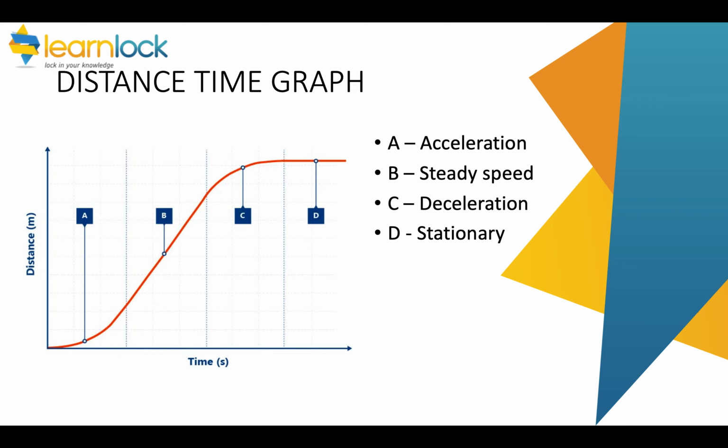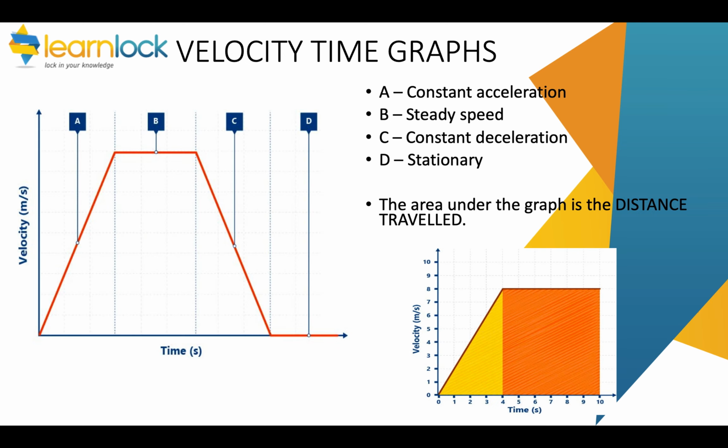Now, here's an example of a distance time graph. As you can see, at the beginning of this journey, the object is accelerating because it's curving downwards. Then they get a steady speed. Then they're decelerating, and then finally they're still or stationary.